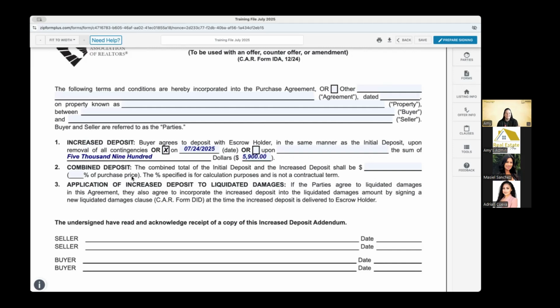Now on the next line, line number 2, the combined total of the initial deposit and the increased deposit shall be, and that's where we add those two numbers together. So in my example, I said they were doing $100. That's all they had today. But in a week, they'll have the rest of it. So we'll put that there. Or blank percent of the purchase price.